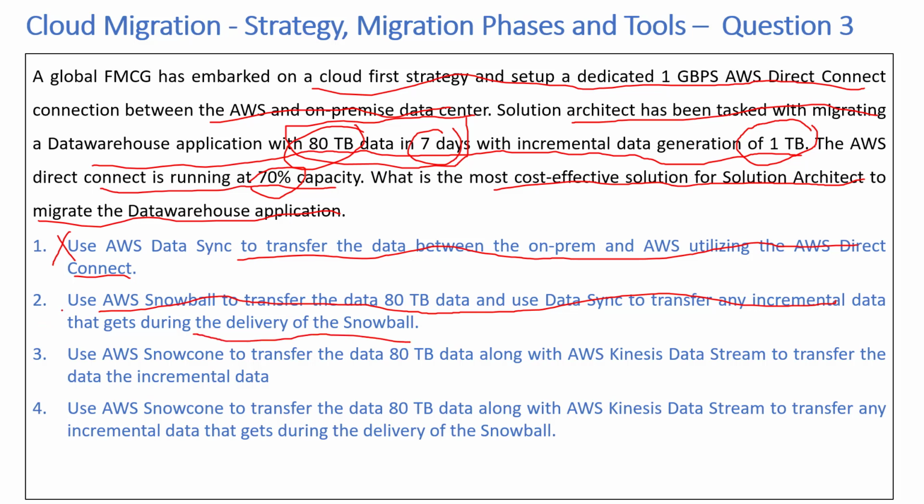Yeah, this seems a good option. For AWS Snowball, you can transfer up to 80 TB and it takes about 1 week to transfer the data. Once you have loaded the data and sent it to AWS, it will take about 1 week. So that meets the requirement.